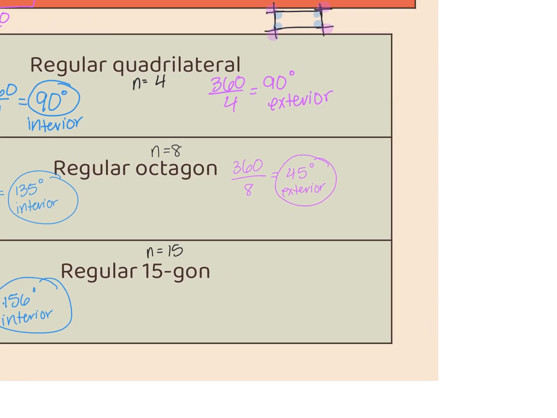And then now for my exterior, same thing we did before, because it's a regular polygon, divide by 15. And that's going to give me a total of 24 degrees for my exterior.